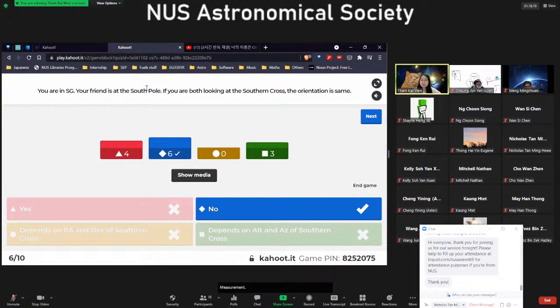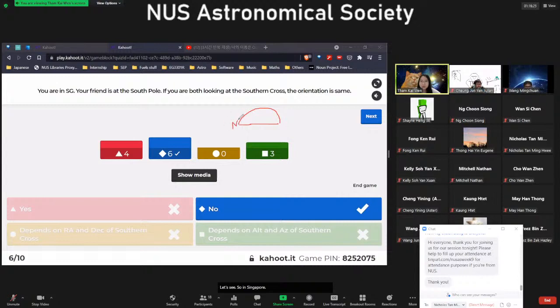Which means that the Southern Cross, let me see if I can draw this out, maybe it'll be easier. So in Singapore, North, South, Celestial Pole, when we look at the Southern Cross, it kind of looks something like that. Let me make the bottom a bit longer to show how it looks upright. So we see it upright like this. But if your friend is at the South Pole, that means he's looking straight up like this. Everything at the South Pole will appear to be upside down.